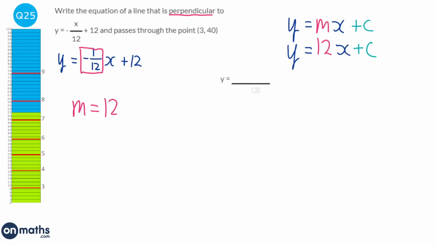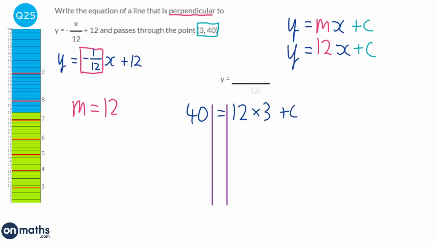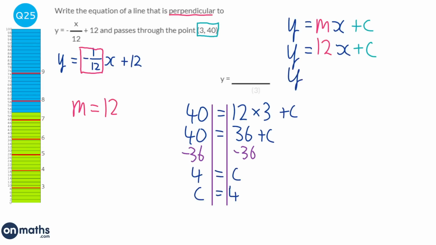To find the y-intercept, we're going to use the points given to us. So we've got x equals 3 and y equals 40 for a point on our line. We're going to substitute those into the equation we've got. So it's going to be 40 equals 12 times 3 plus c. 12 times 3 is 36. And we're going to take away that 36 both sides. So it's going to be 4 equals c, or c equals 4. So our equation will be y equals 12x plus 4.